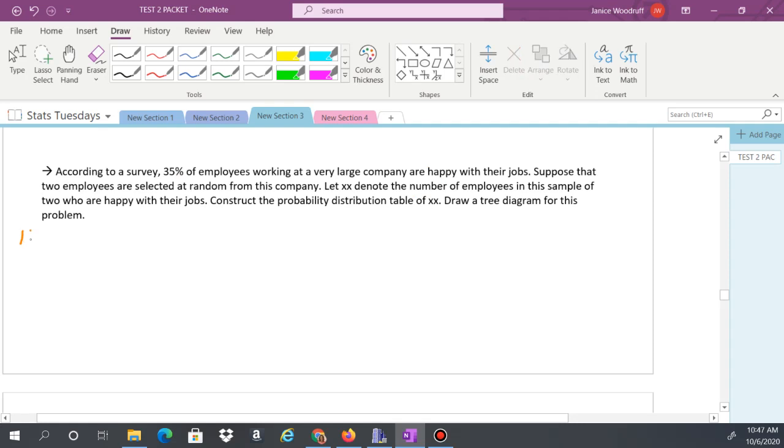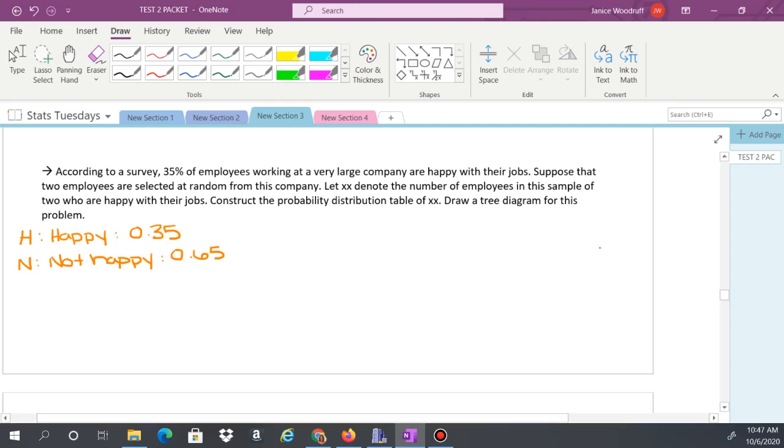So we're going to go H for happy, which is 35%, so 0.35. And N for not happy, what percent is that? 65%. Okay, so not a very happy company, really, overall, if you look at it. So you have 35% for happy, 65% for not happy, and we want to do a tree diagram.